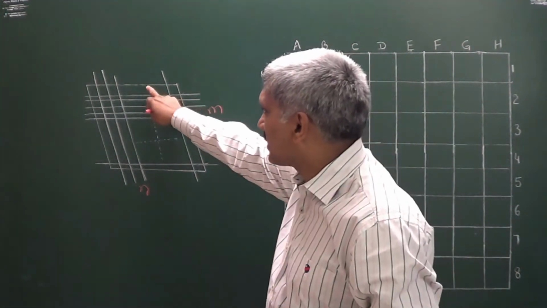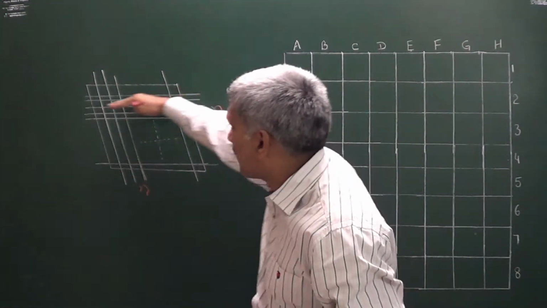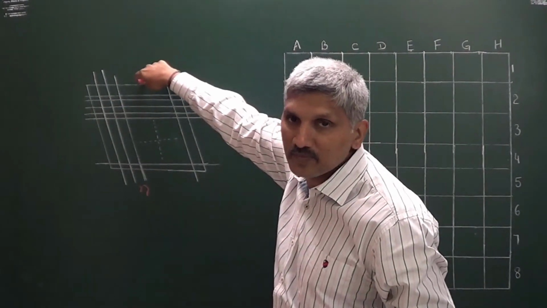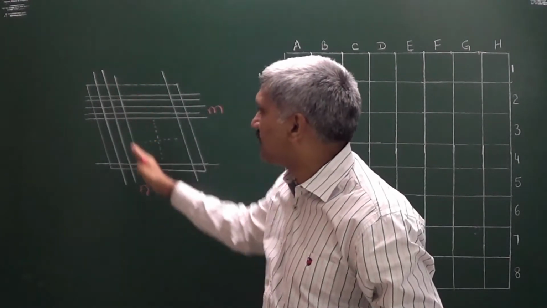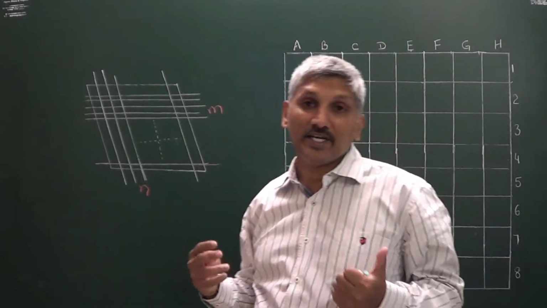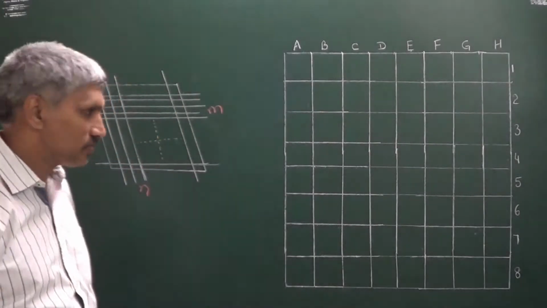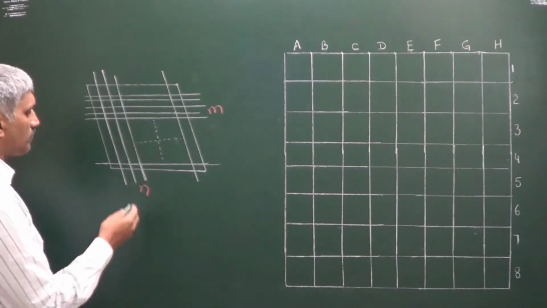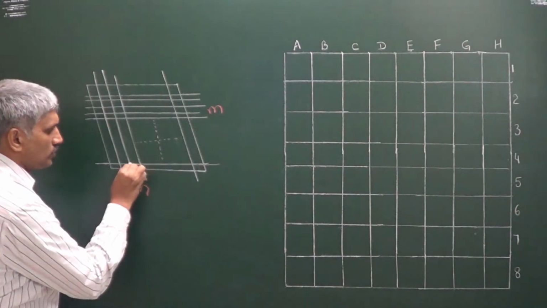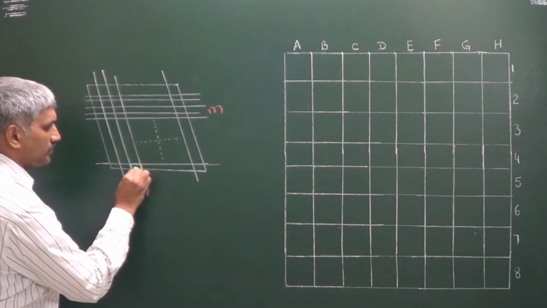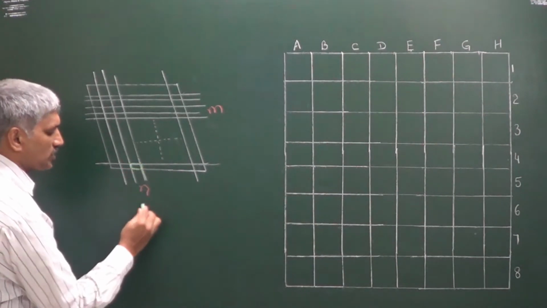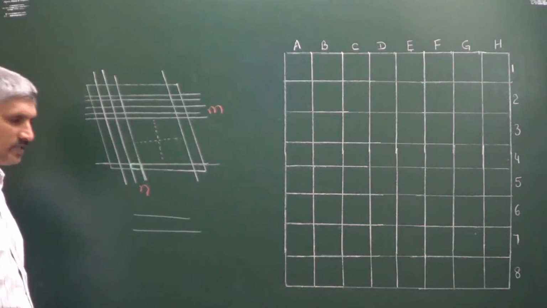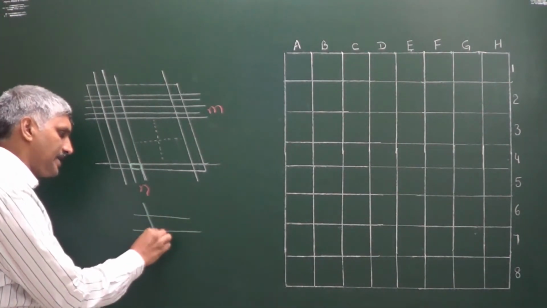So a parallelogram is cut by a set of m lines. All these m lines are parallel to this side and all these n lines are parallel to this side. He is asking the number of parallelograms. You can observe, to get a parallelogram, suppose you want this particular parallelogram. This parallelogram consists of two horizontal lines and two inclined lines.